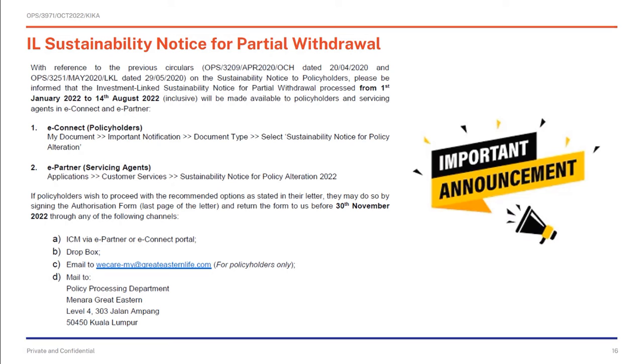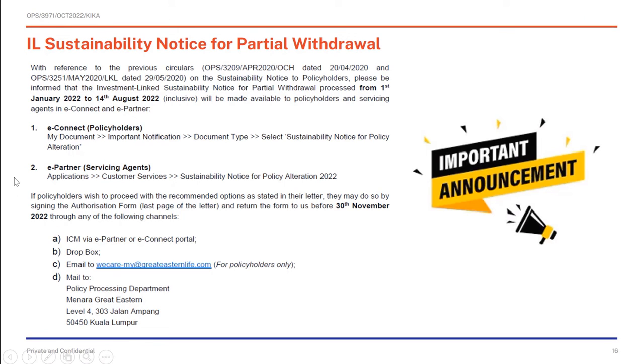Now, for those customers who have done the partial withdrawal process prior to the 15th of August, meaning from 1st of January until 14th of August, we have sent out a batch of letters. We have uploaded this batch of letters to our customers through the eConnect, and to our servicing agents via ePartner. The customers can view their letters in the eConnect under My Document, Important Notifications document type, and select the sustainability notice for policy alterations.